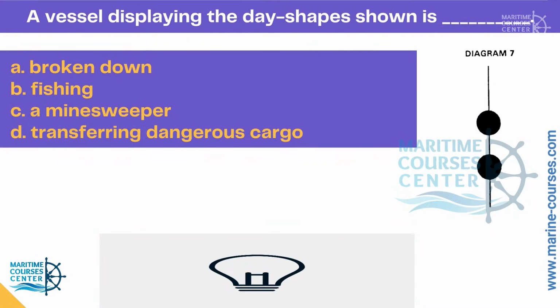A vessel displaying the day shape showing is. A. Broken down. B. Fishing. C. A minesweeper. D. Transferring dangerous cargo. What do you think about it?